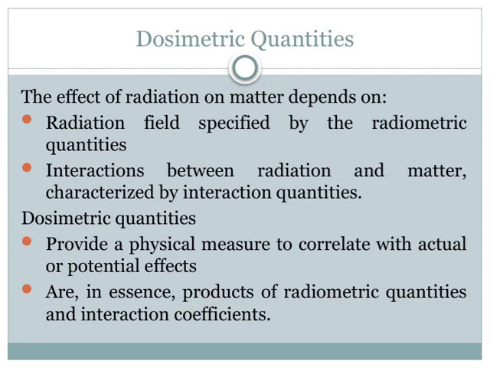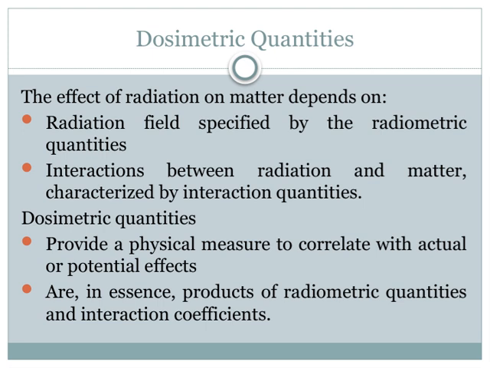Now, let's look at how radiation interacts with matter and what factors influence this process. The effect of radiation depends primarily on two things. First, the radiation field itself, which is described by radiometric quantities. These quantities tell us about the intensity and distribution of the radiation. Second, it depends on how radiation interacts with the matter, which we characterize using interaction quantities. These detail how likely it is for radiation to interact with tissue or other materials, and what kind of interactions occur. To understand the actual biological or physical effects, we use dosimetric quantities.